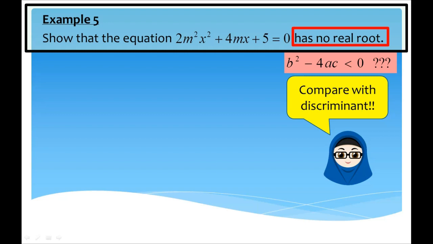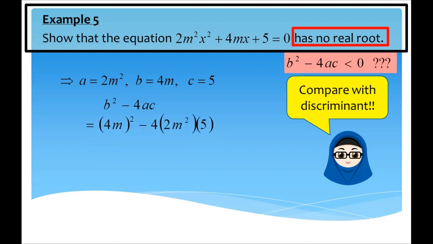Okay, so again, to find the value of the discriminant, b squared minus 4ac, we need to determine the value of a, b, and c. So for this question, a equal to 2m squared, b equal to 4m, and c equal to 5. After that, substitute into the formula.